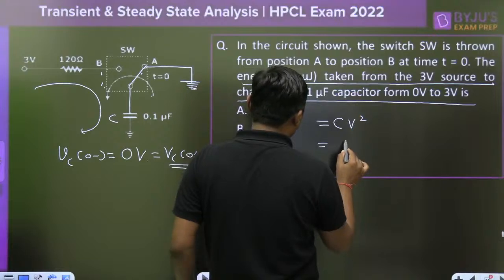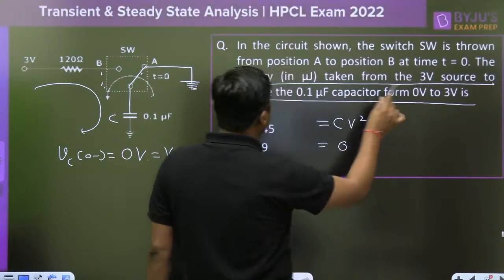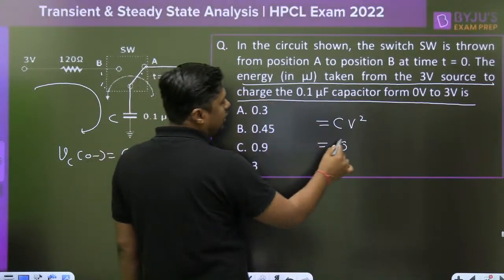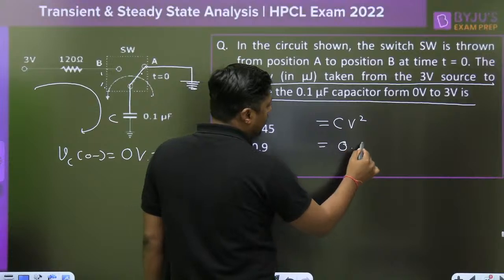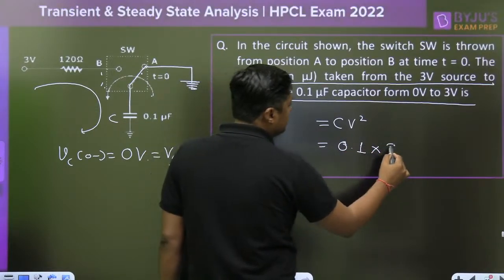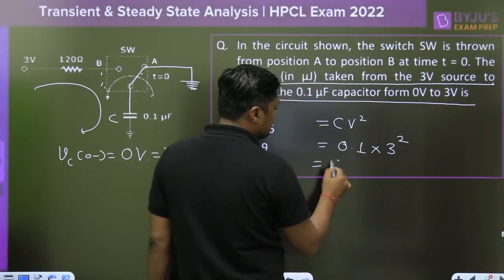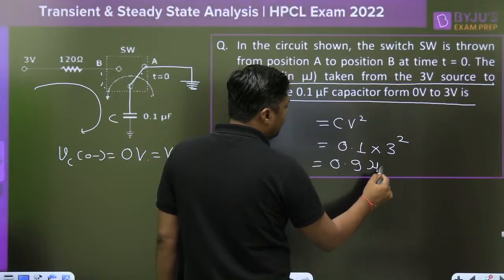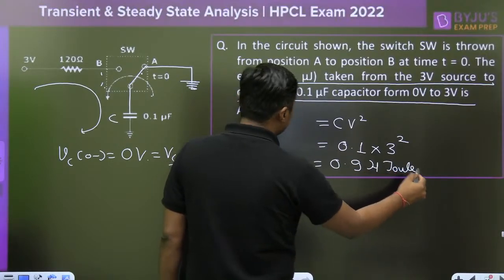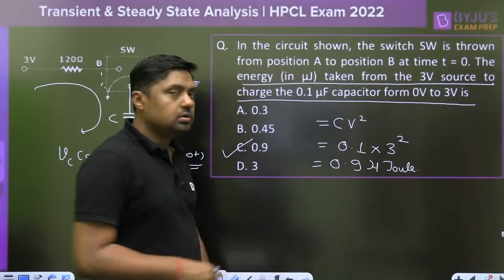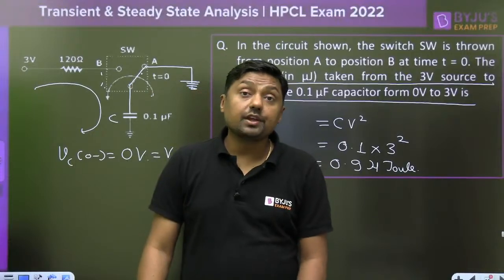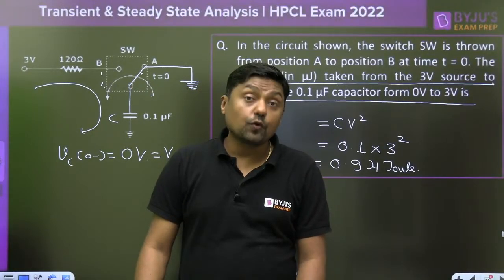What is the value of the capacitor? 0.1 microfarad. And the energy is asked in what? Microjoule. So no need to convert it. 0.1 microfarad into V square, means 3 square. Point microjoule. Okay, so a number of students are giving the answer 0.45 joule.